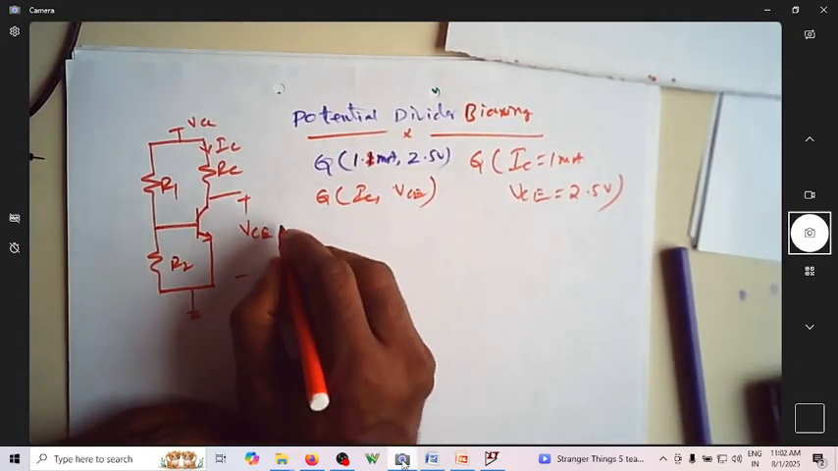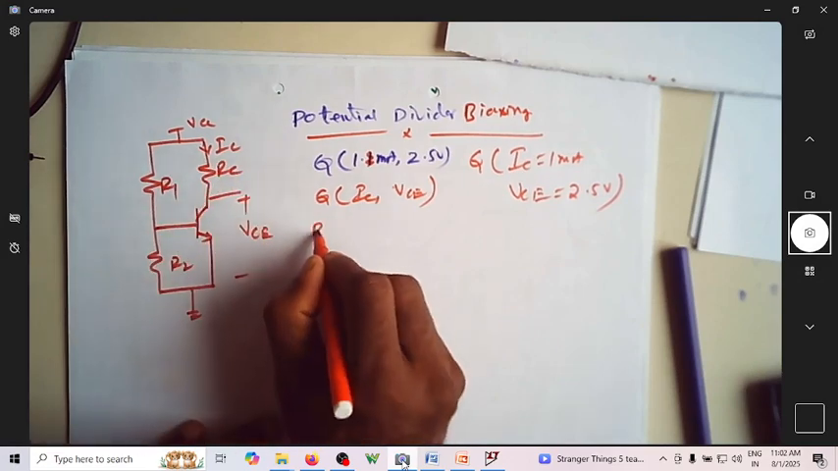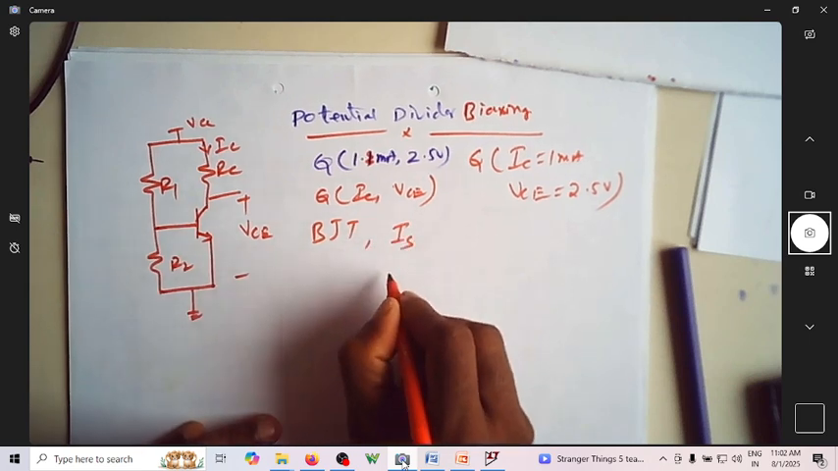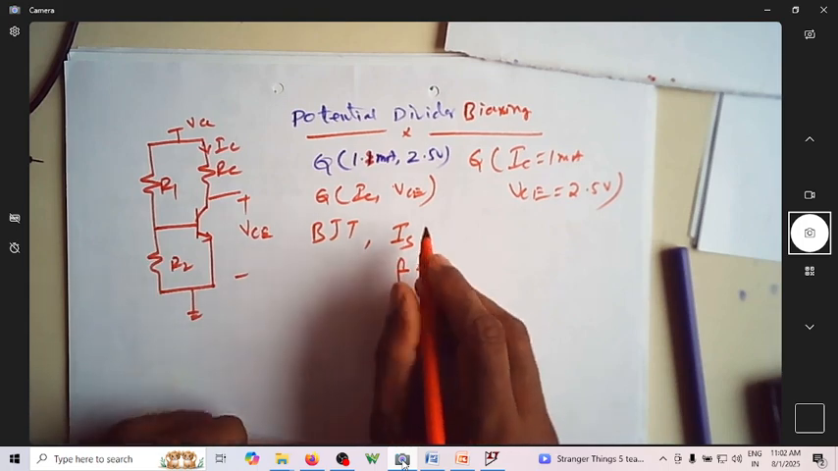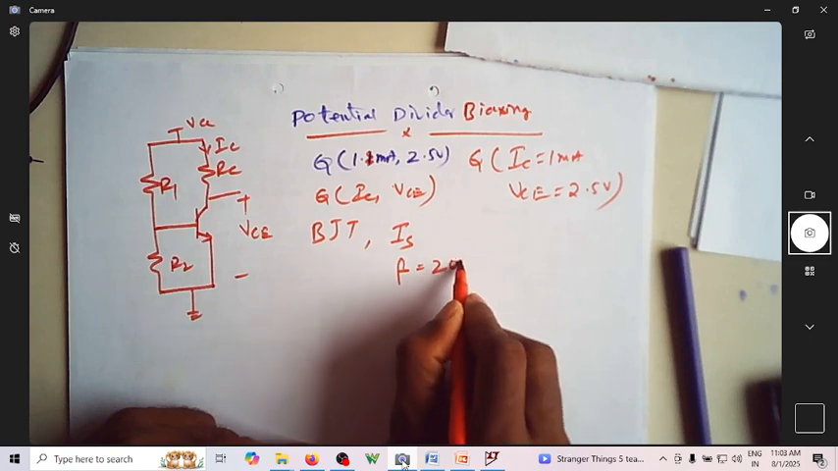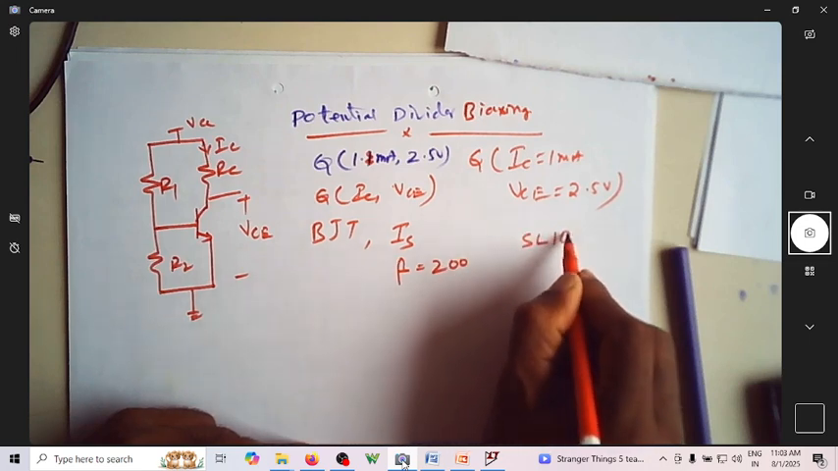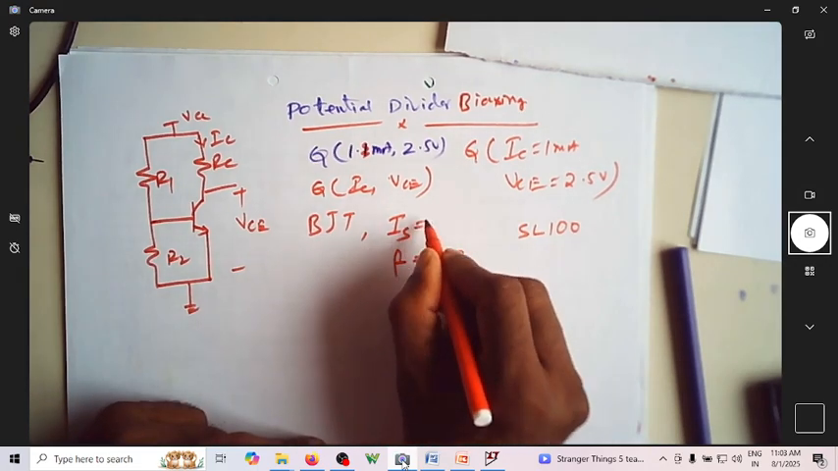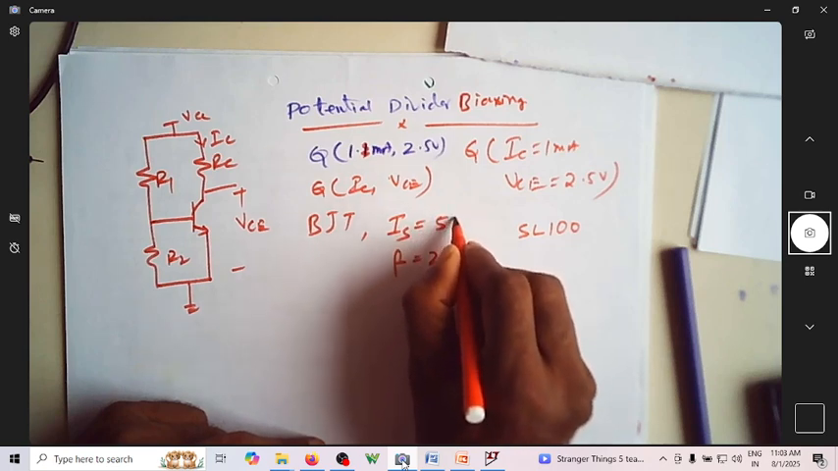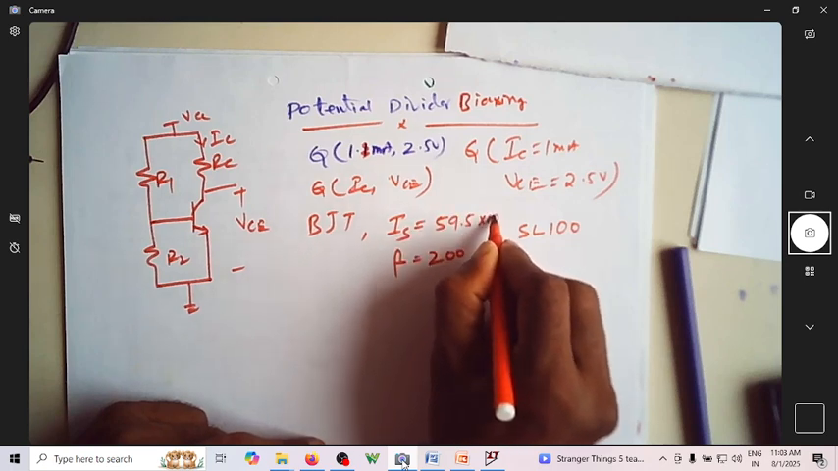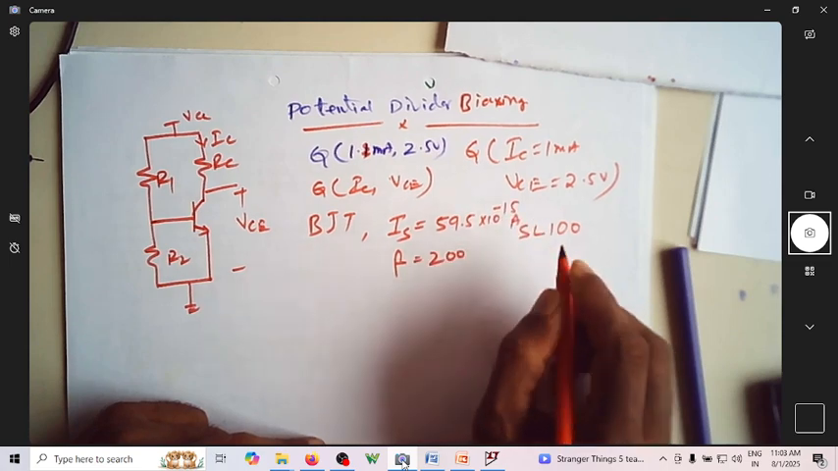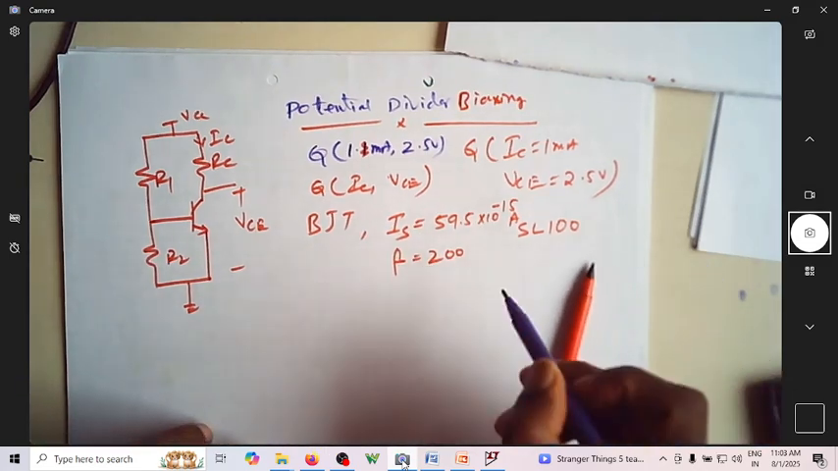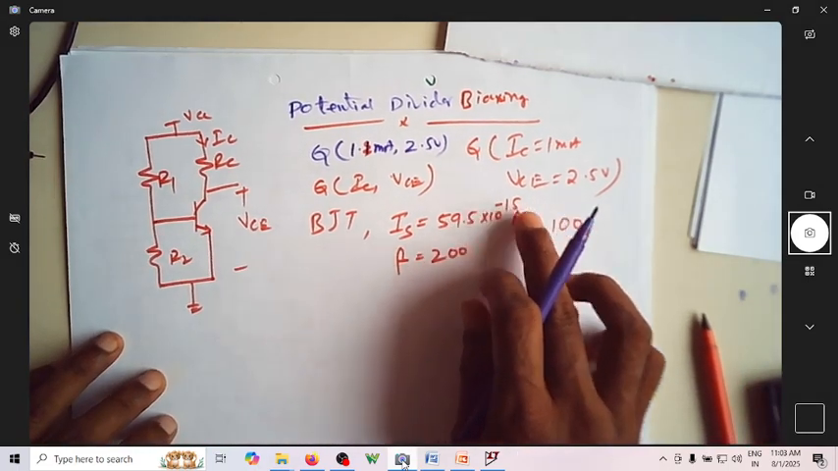So it was found that for this BJT, we need to know two parameters. One is reverse saturation current and the other is beta. Beta is found out to be 200 for the transistor SL100 that I'll be using now in my actual circuit, and the reverse saturation current IS is found out to be 59.5 into 10 power minus 15 amperes. So you can almost take it as 59.5.